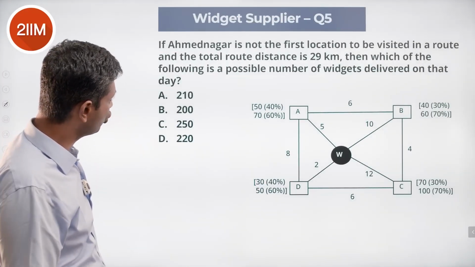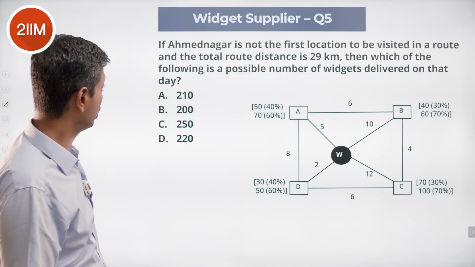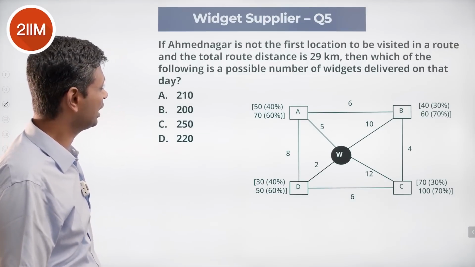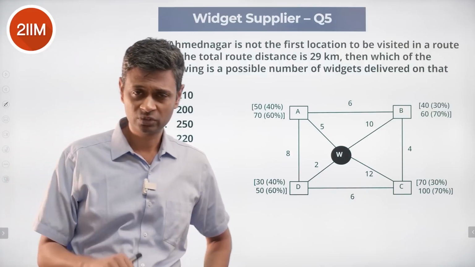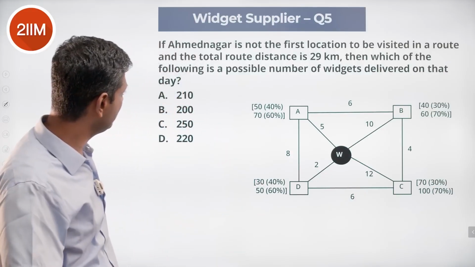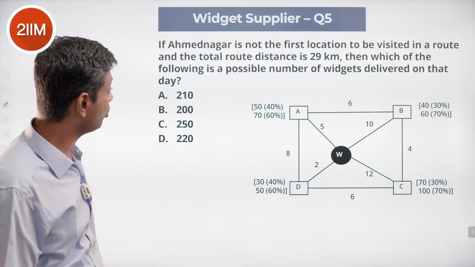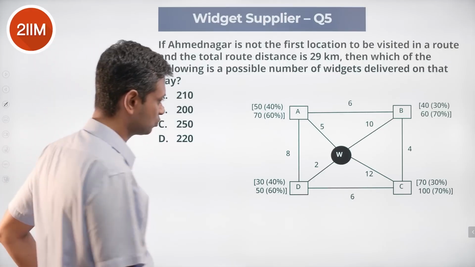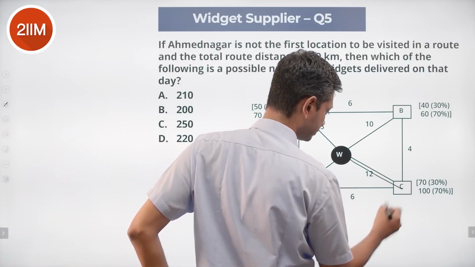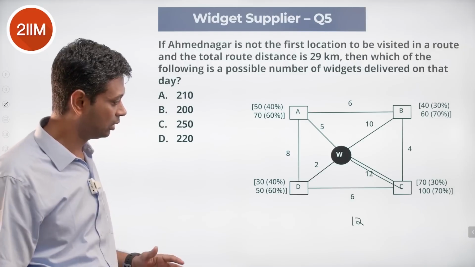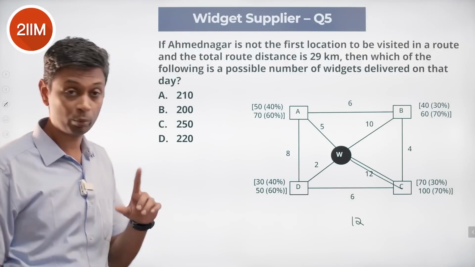If Ahmednagar is not the first location to be visited in a route, and the total route distance is 29 kilometers. If Ahmednagar is not the first, then that means we are starting with C. That much I know. So which of the following is a possible number of widgets delivered on that day? We're starting with C, just 12 is done. Right? That 12 is done. And I have 17 more kilometers to do.